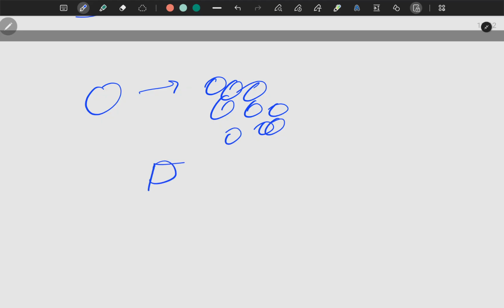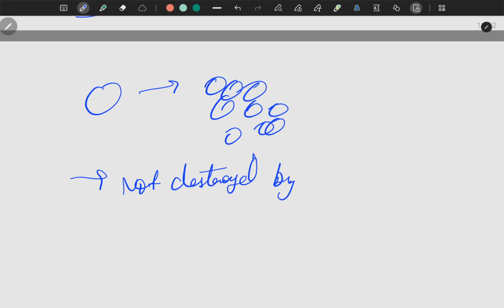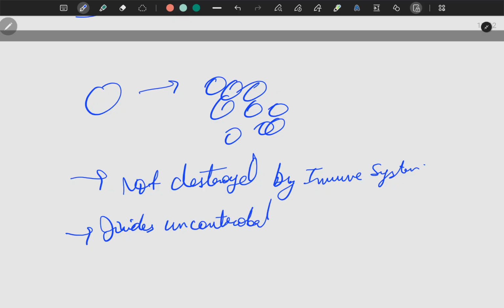This cell is resistant to immune attack, which means it is not destroyed by the immune system. It divides uncontrollably and forms a mass. This mass of cells is called a tumor.